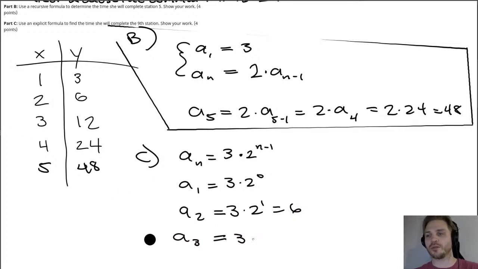A3 is equal to 3 times 2 to the 3 minus 1, which is 2. 2 squared is 4, 3 times 4 is 12. Okay, so this works out. Looks like our sequence is good.